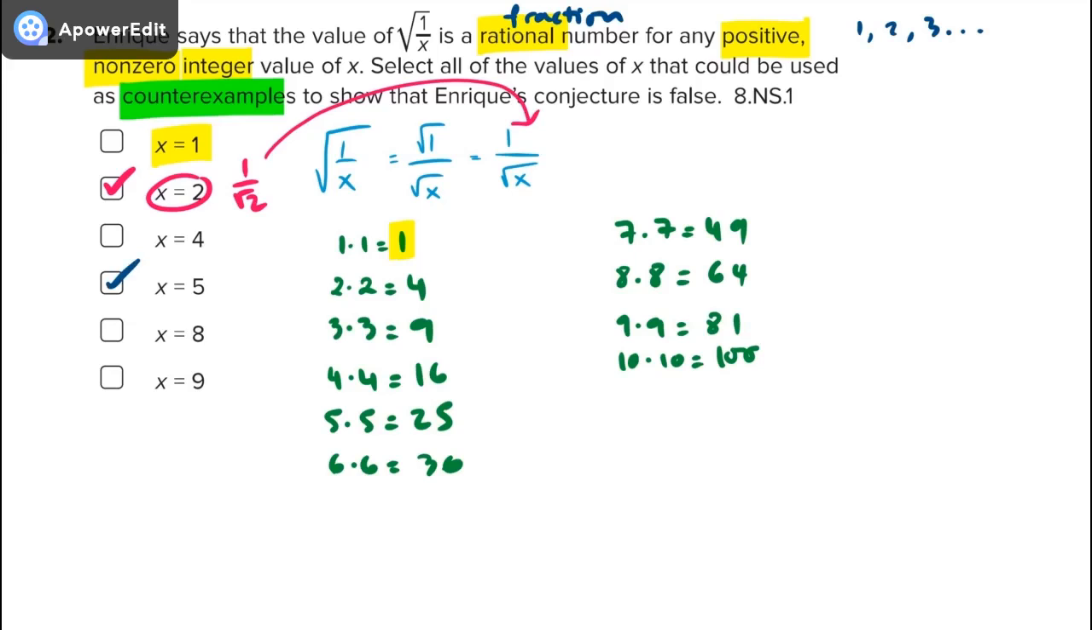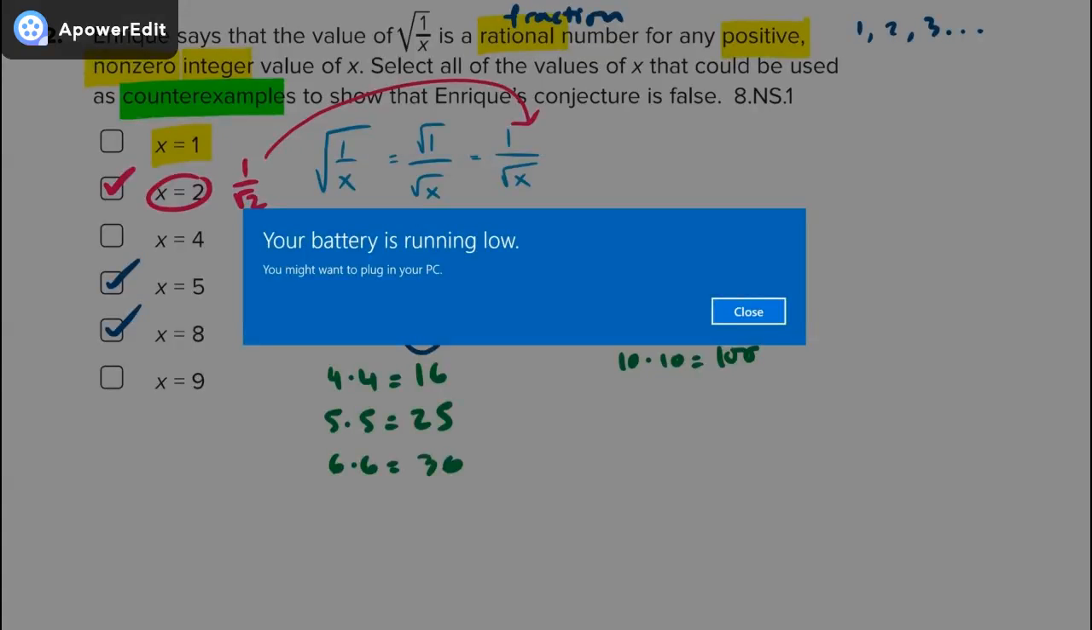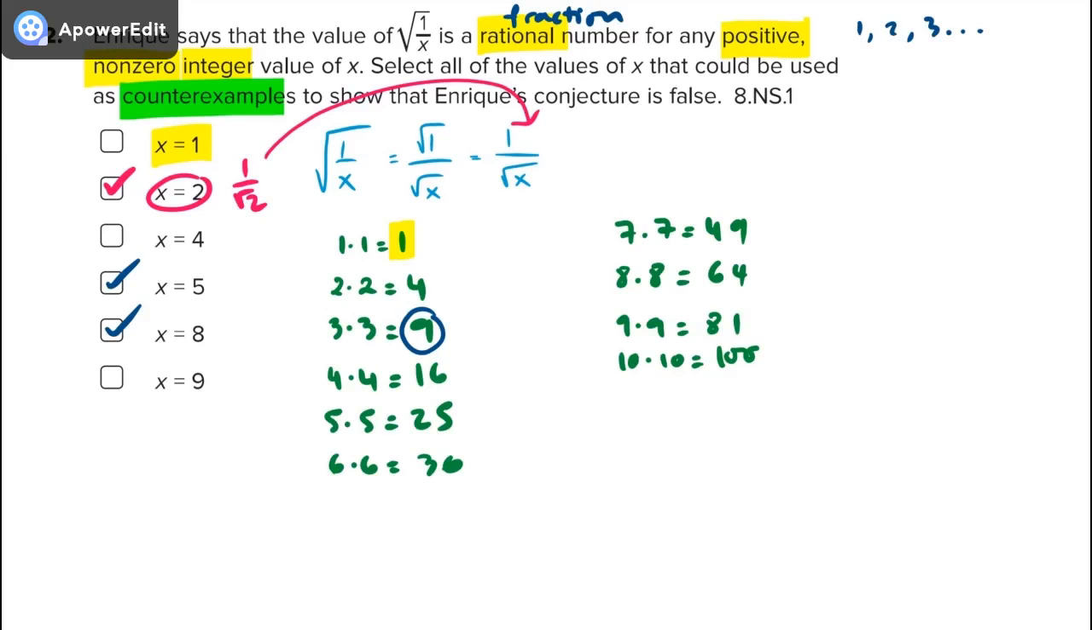8, we don't have 8. The next perfect square number is 9. So 8 is another counterexample. And 9 is not a correct answer. So the answer for counterexample is x equal to 2. I'm sorry about that. x equal to 2, x equal to 5, and x equal to 8.